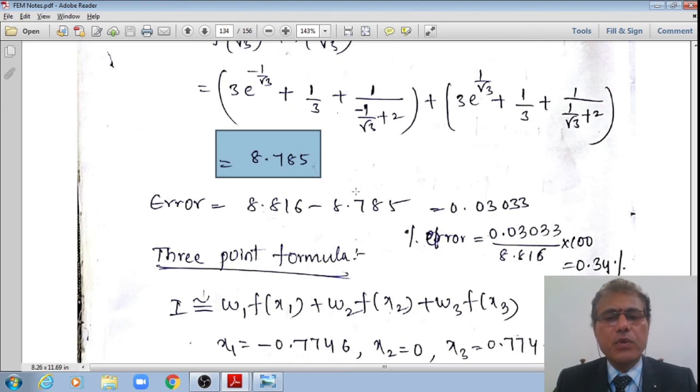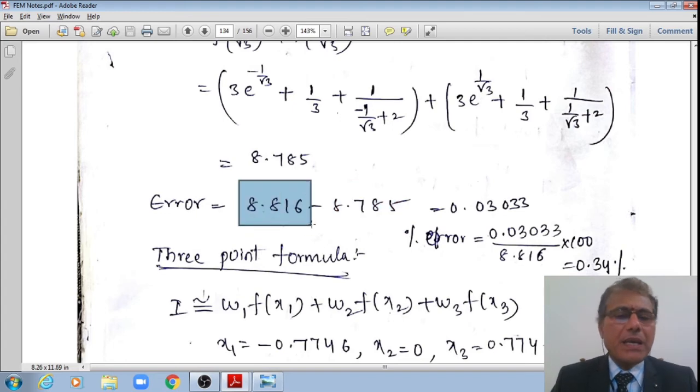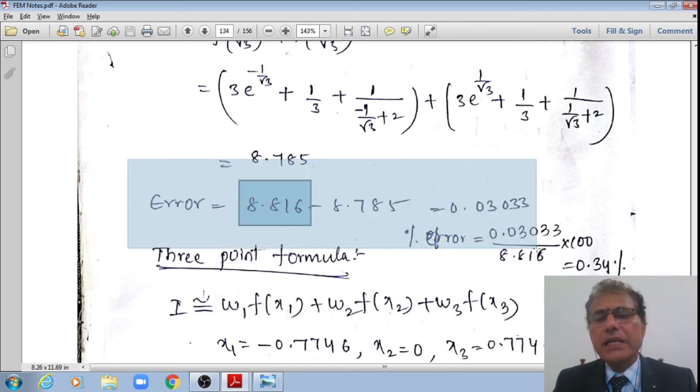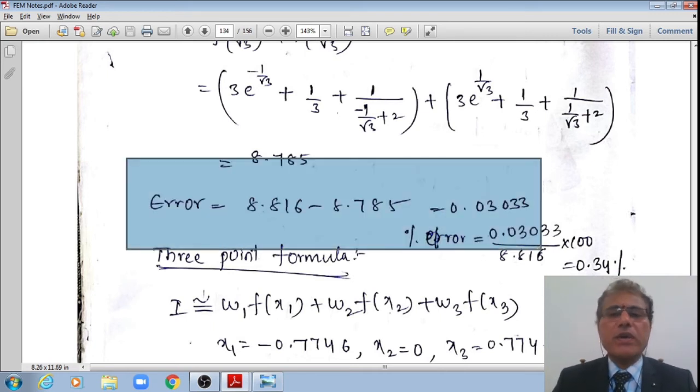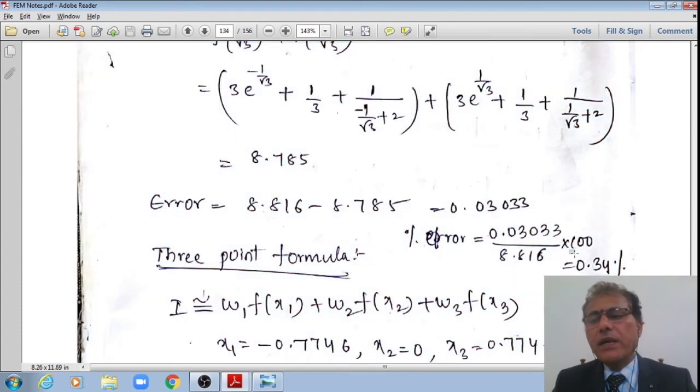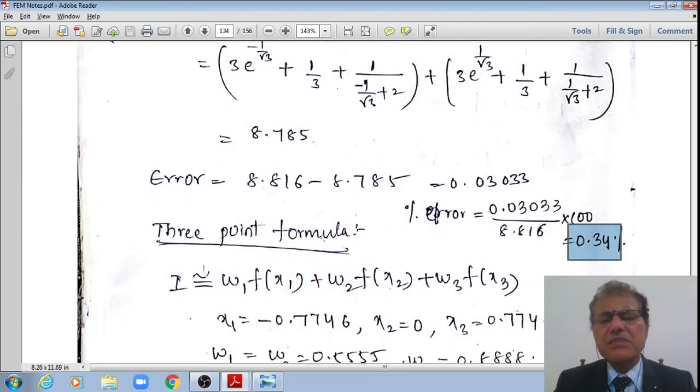now I'll get the result as 8.785 using 2 point formula. Whereas using the exact mathematical integration rule, I'll get 8.816. Hence there is a small error, student. Now you can see that the error is 0.0303, right? Compared to that of 8.816, that is hardly 0.34% error, which is very small, negligible. It can be neglected also.